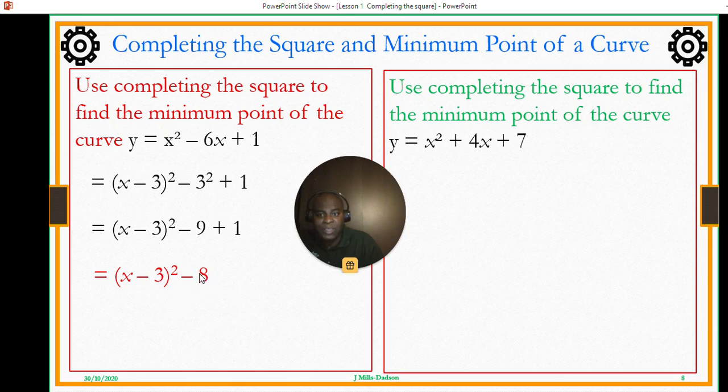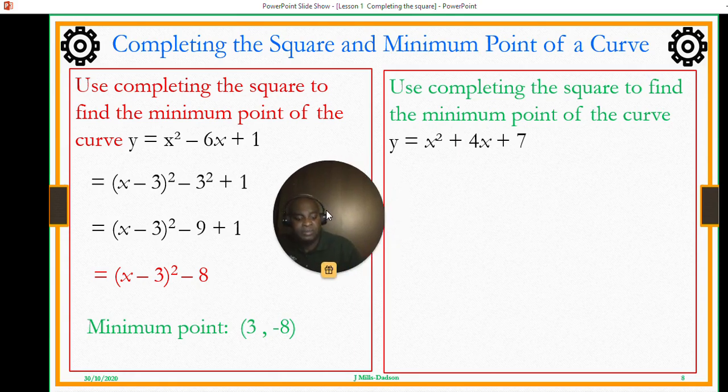So remember, the x coordinate is always the opposite of the number in the bracket. So minus 3, the opposite will be positive 3. And the y coordinate is exactly what is outside the bracket, which is negative 8. So the minimum point will be 3, negative 8. The coordinate is 3, negative 8.